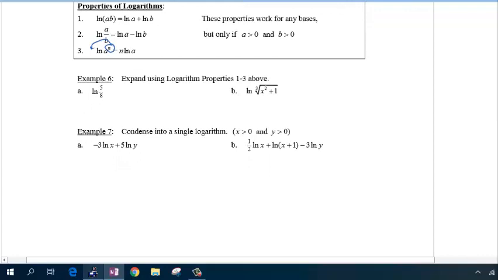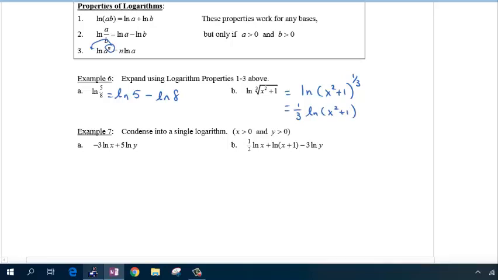So now I want you to expand this. You see division, so this just equals the natural log of 5 minus the natural log of 8. Part B, I'd suggest that you rewrite that cube root as a power first. Noticing it's a power, now we can bring the power down to the front. Natural log of x squared plus 1.